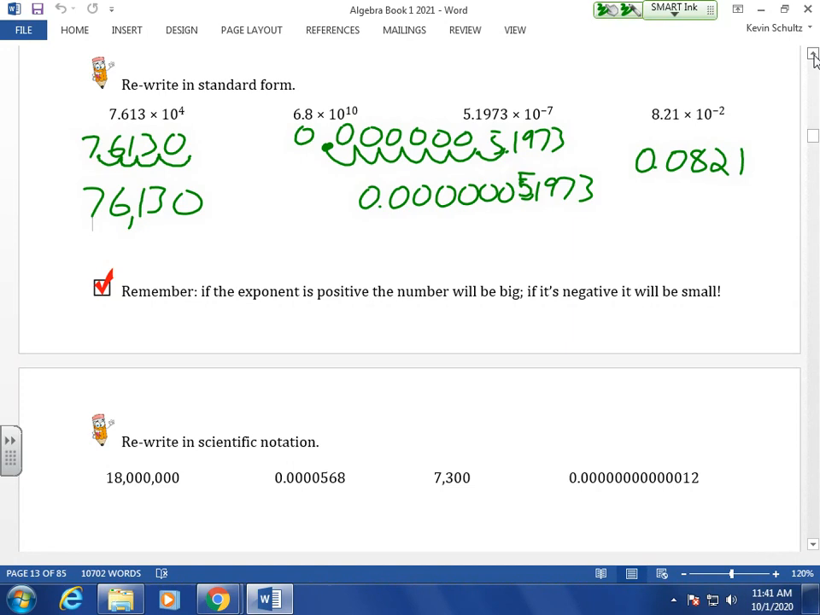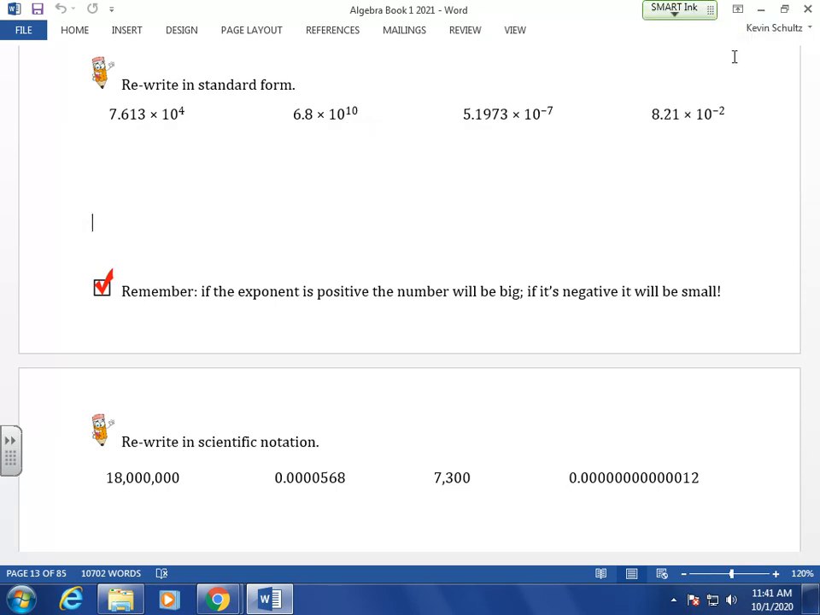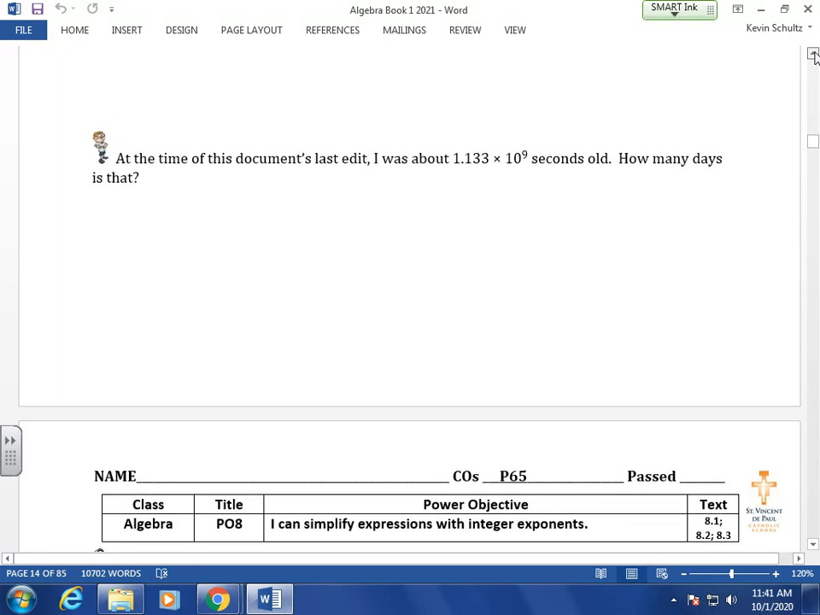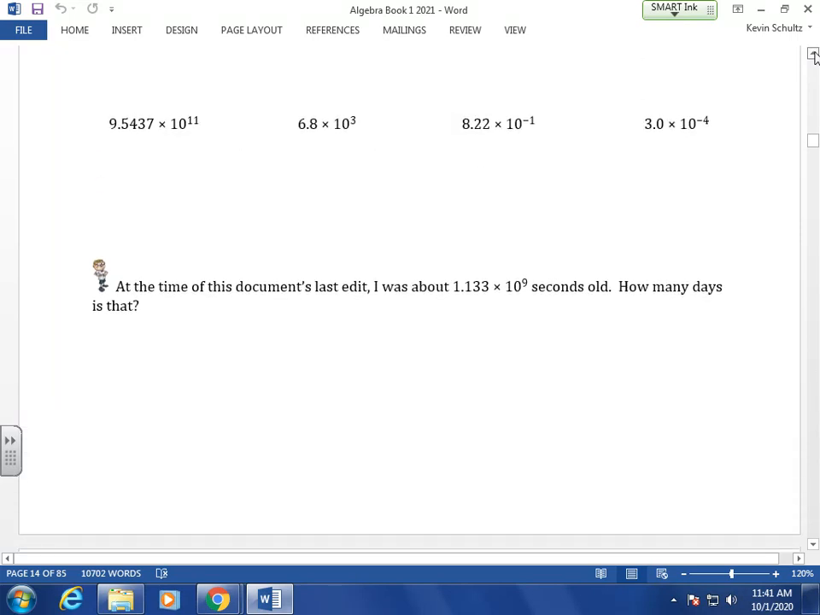The second page is all practice that you get to do with scientific notation, going both from standard form to scientific notation and from scientific notation to standard form. The question at the bottom, we have our first introduction, I believe, of our little nifty fun fact guy down here. At the time of this document's last edit, I was about 1.33 times 10 to the 9th seconds old. How many days is that? Quite a few is correct, but I need more specific.